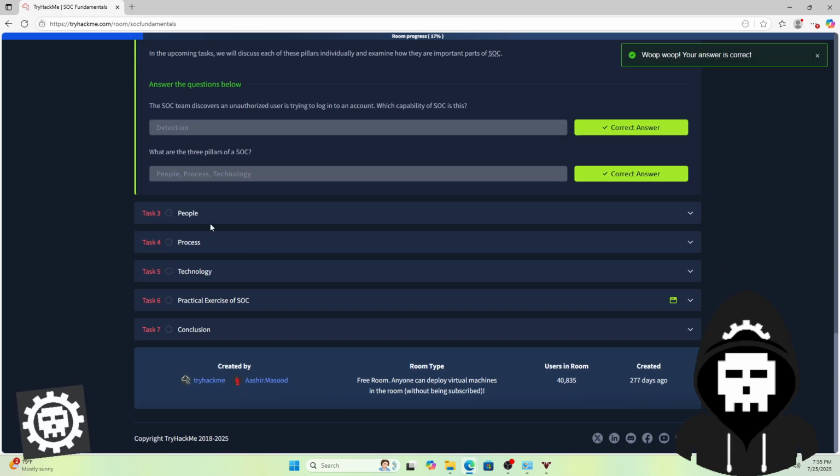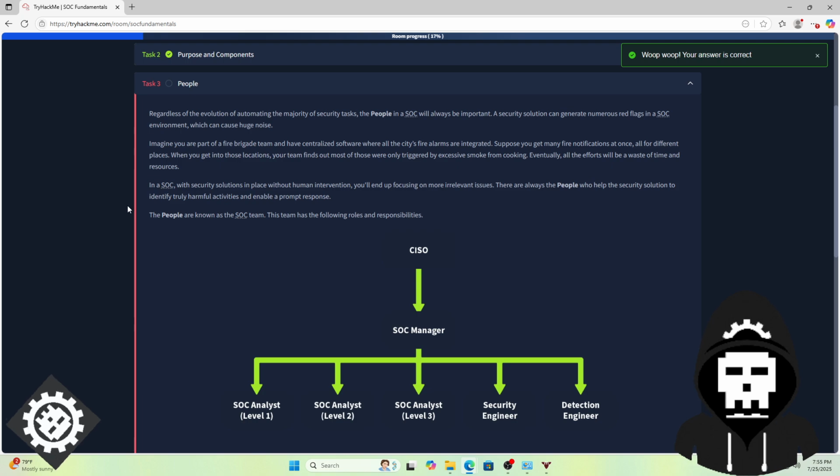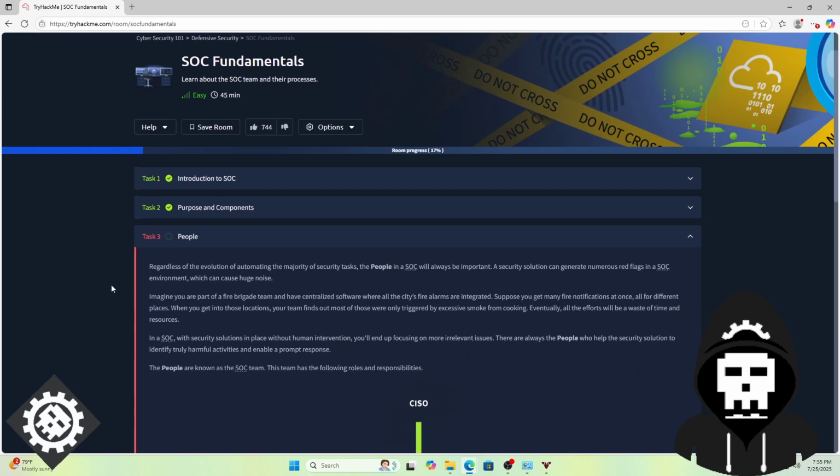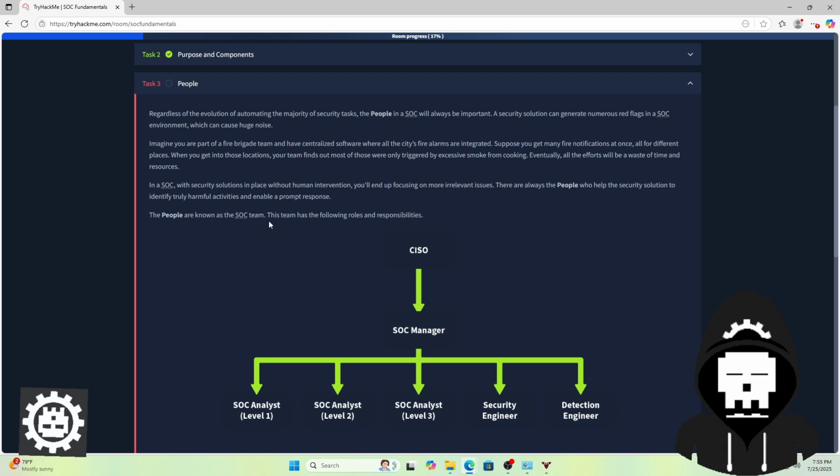Woohoo! Alright, already on task 3. Man, this is a lot of reading. I wish I had brought some water. Anyways, I'm a skeleton. I guess I don't need water.